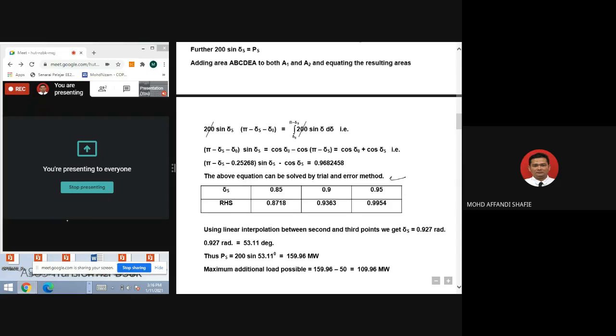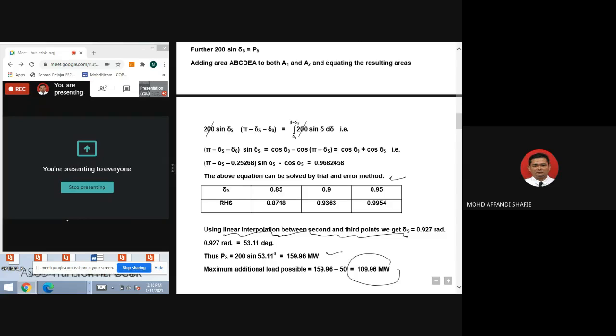The above equation can be solved by the trial and error method. So using linear interpolation between the second and third point, we get sigma S as 0.927 radian, thus PS is here. So the maximum additional load possible is 109.96 megawatt. This is the maximum additional load.